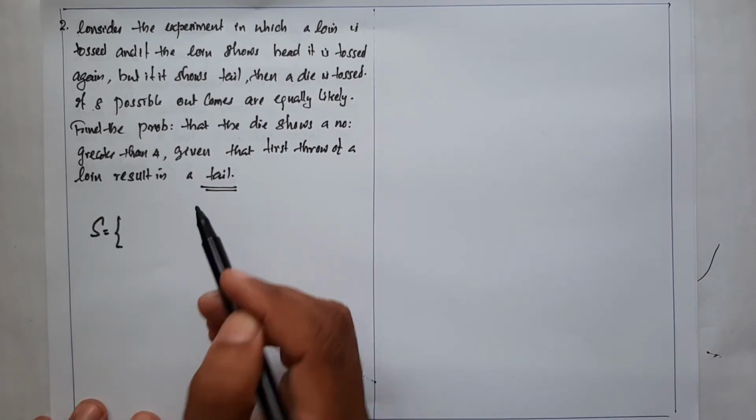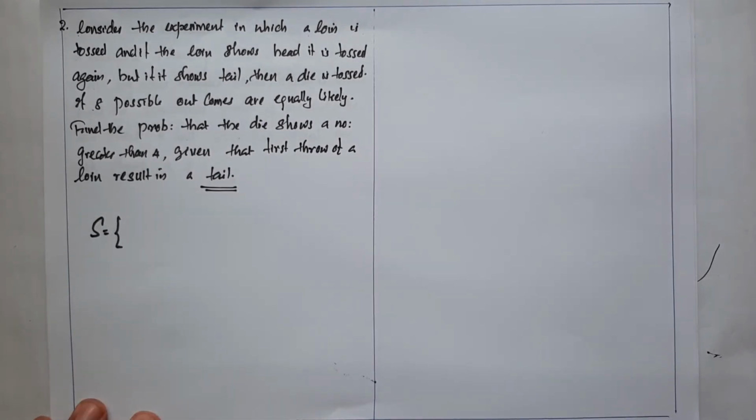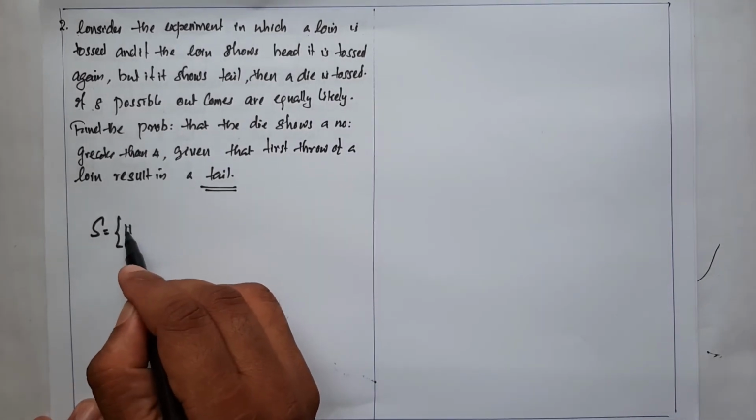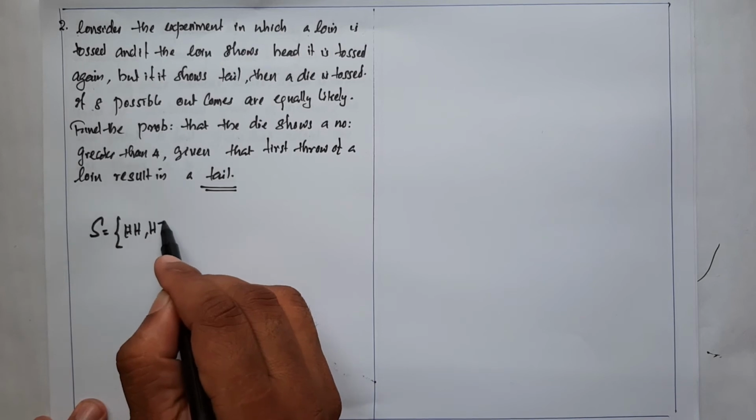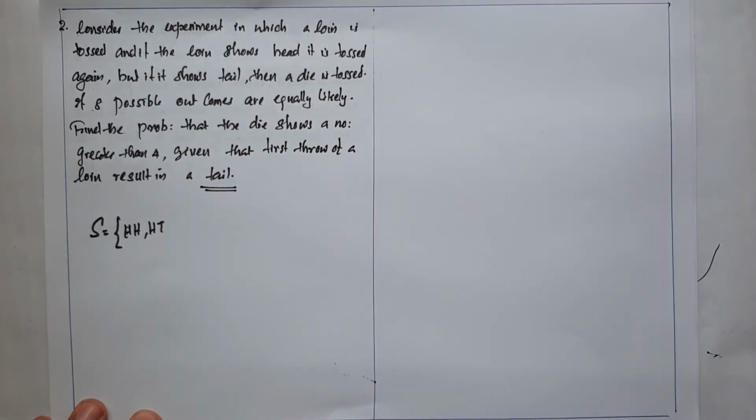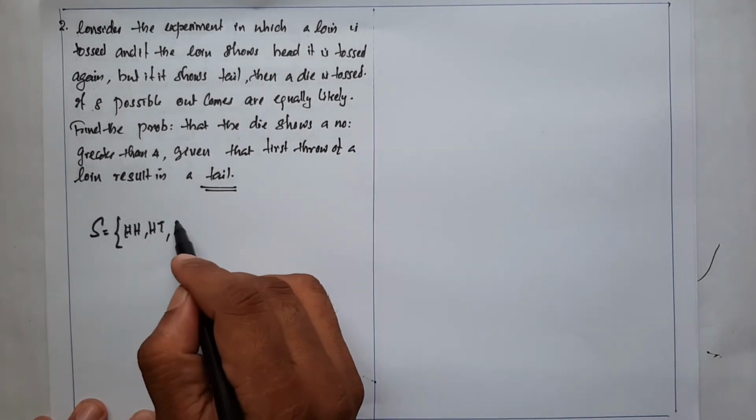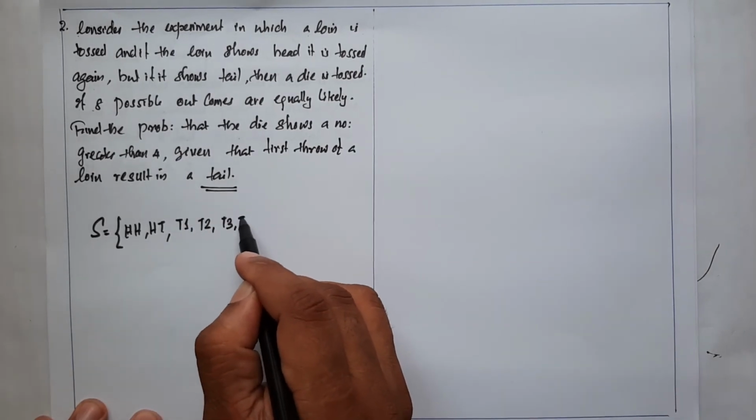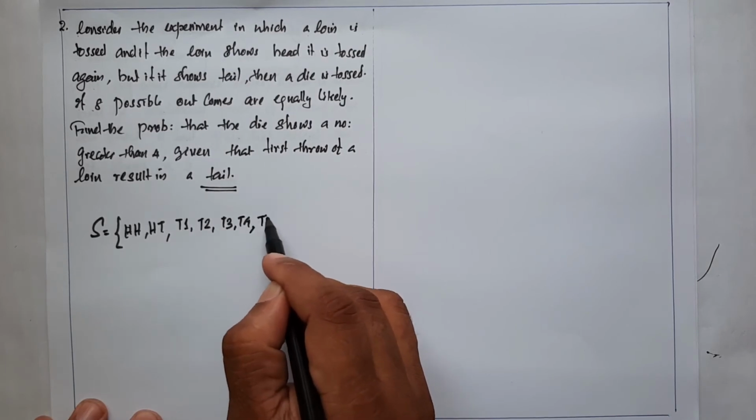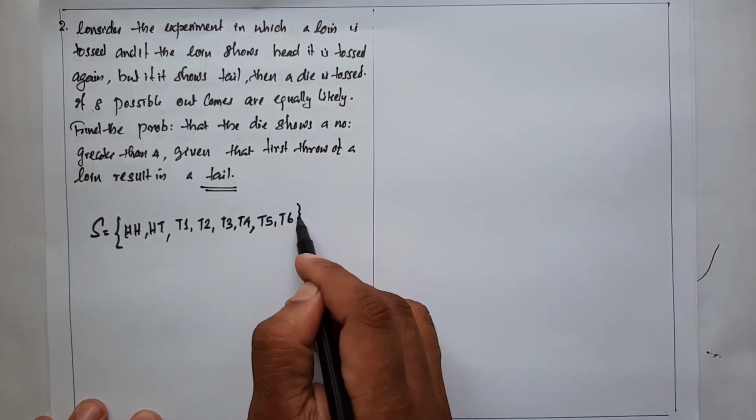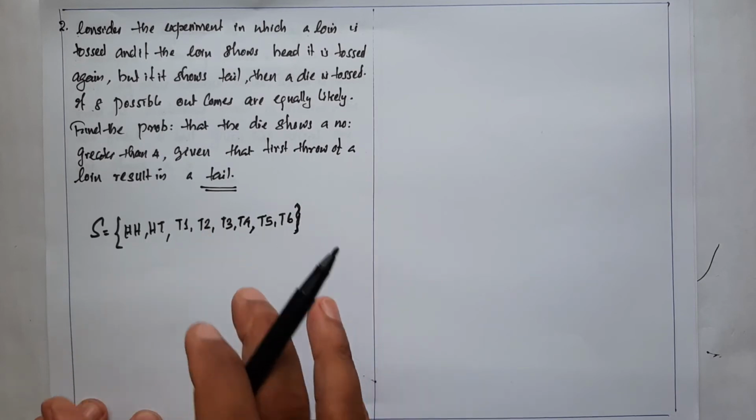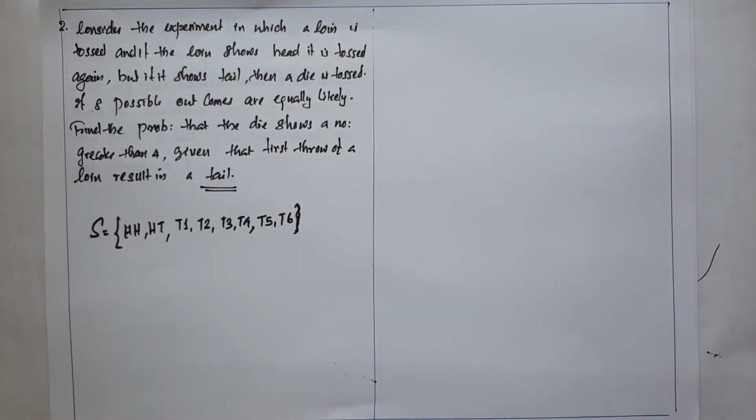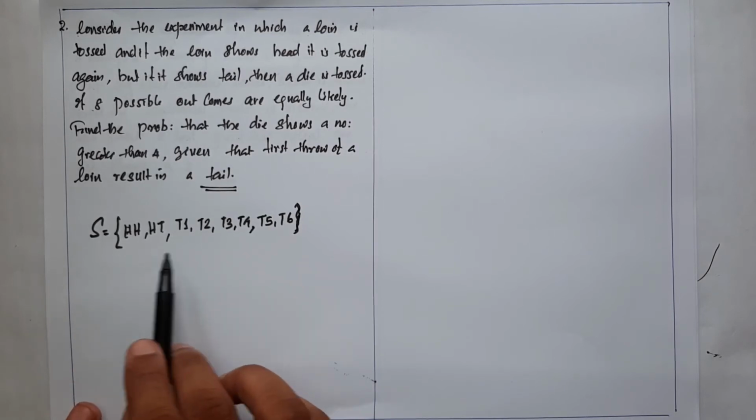Our sample space contains elements. A coin is tossed, and if the coin shows head, it is tossed again, similar to the last problem, that is HH or HT. If it shows tail, then a die is tossed. Therefore, we get T1, T2, T3, T4, T5 and T6. There are two random experiments combined. We get 8 possible outcomes.